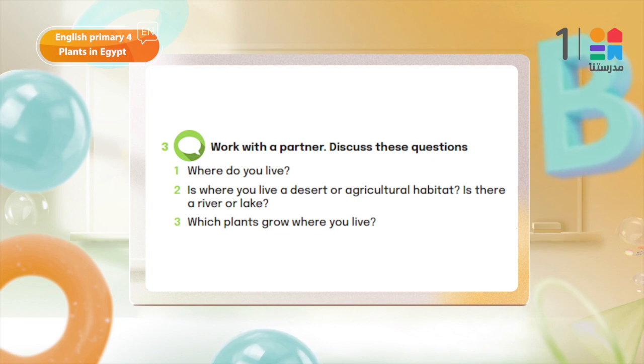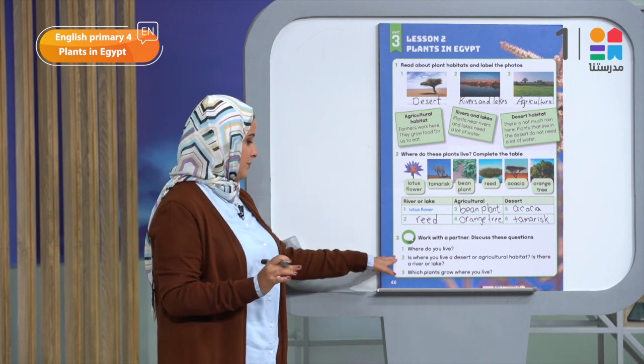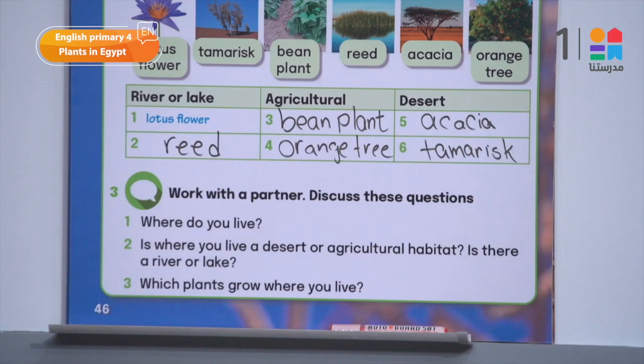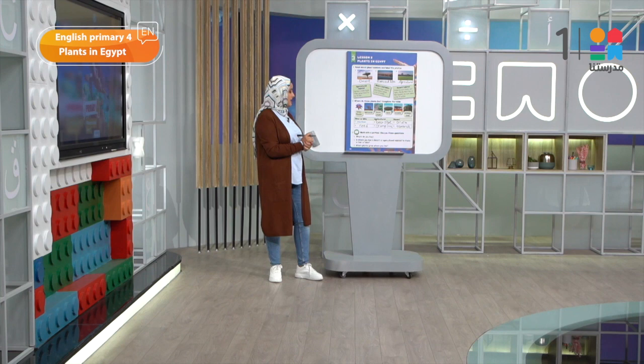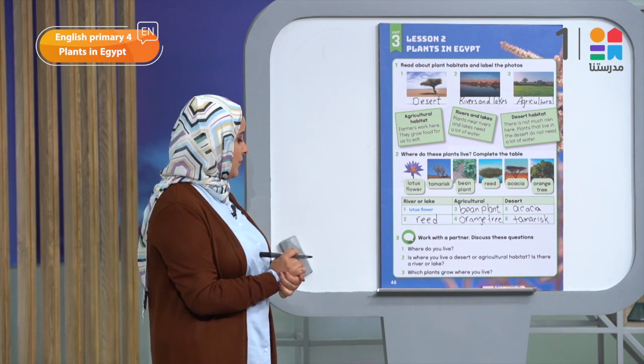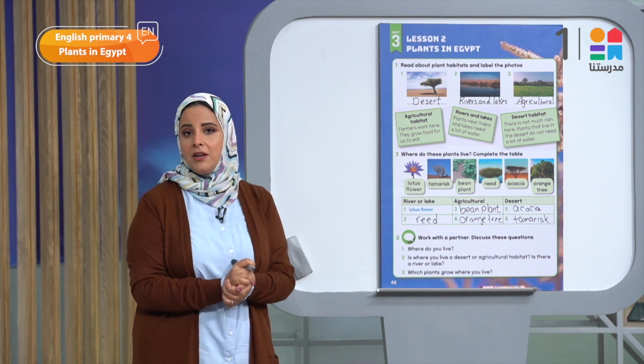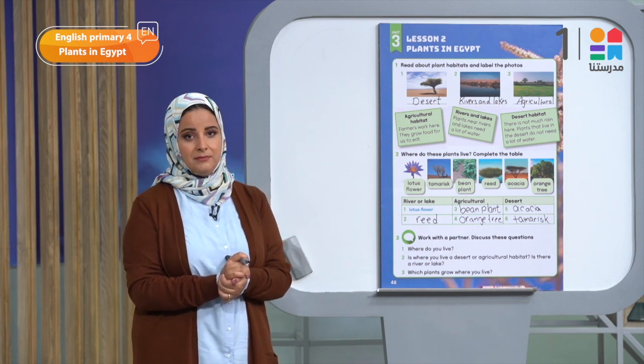Question number 1, where do you live? Question number 2, is where you live a desert or agricultural habitat? Is there a river or a lake? Number 3, which plants grow where you live? Who can answer these questions?